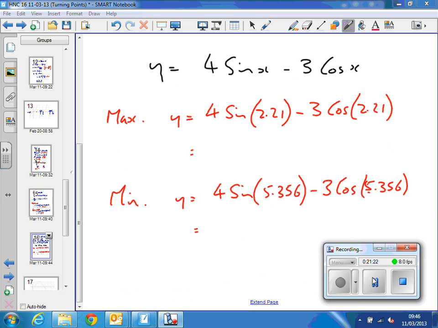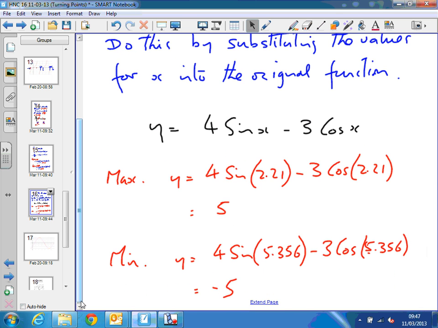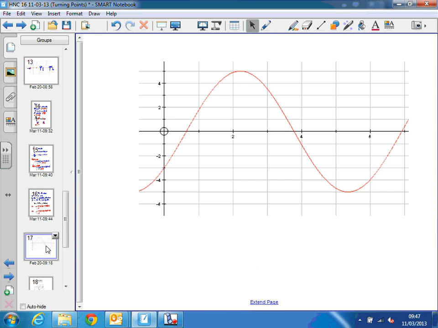And the values turn out to be 5 and -5. And if we sketch the function, we can see our confirmation. And if we put this on the autograph, then we'd have seen it. Okay, so at 2.21 there's a maximum value and the value is 5. At 5.356 there's a minimum value and that's -5.